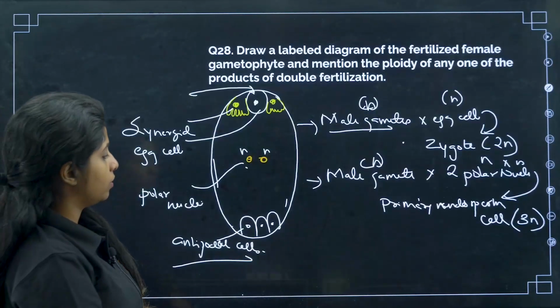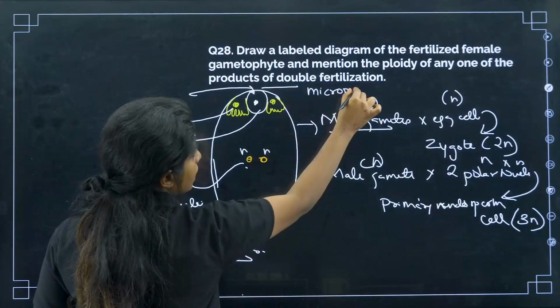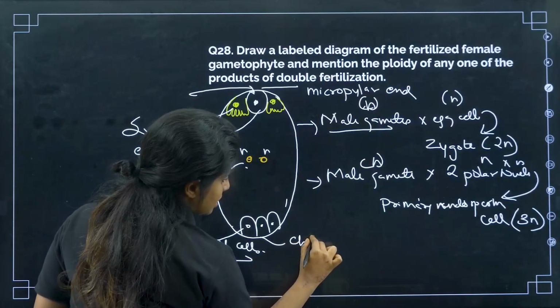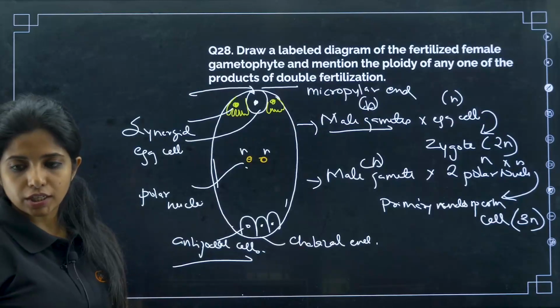So please remember to mention the ends. This end, wherever the egg is, is known as the micropylar end, and this one will be the chalazal end.